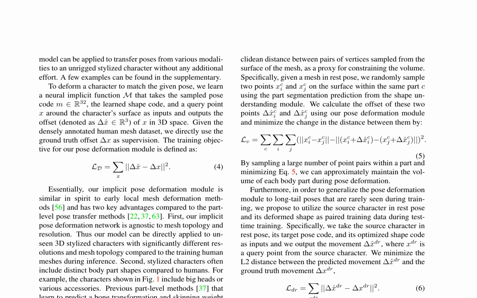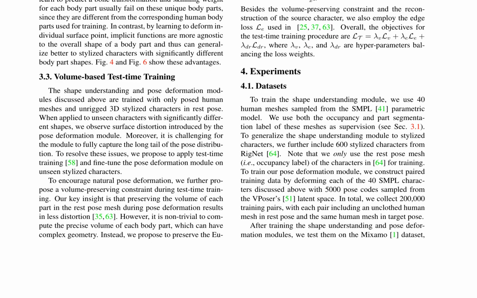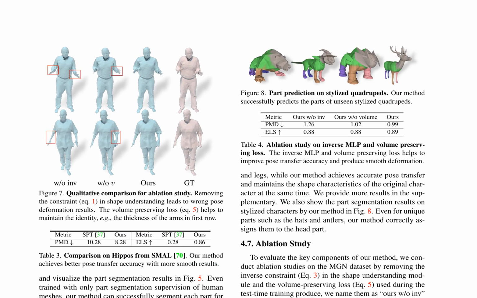character without additional effort. The pose deformation module learns a neural implicit function that takes the sampled pose code, the learned shape code, and a query point around the character's surface as inputs and outputs the offset of the query point in 3D space. The module is trained with densely annotated human mesh datasets and uses the ground truth offset as supervision. The training objective is defined as the Euclidean distance between the predicted offset and the ground truth offset.